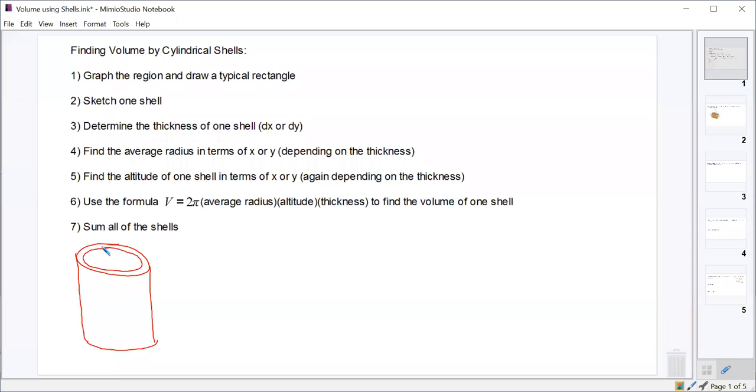It's like a rectangle. Yeah, that's basically correct. If you were to unfold it, it becomes a rectangle, right? So the problem is we don't really want to unfold them though. We want to leave them as they are.